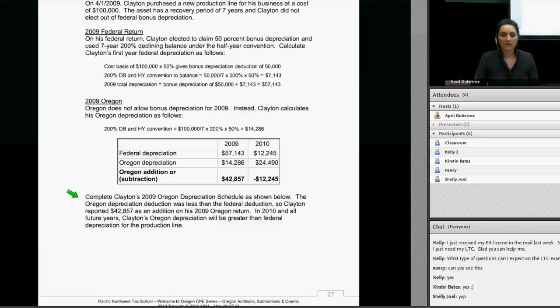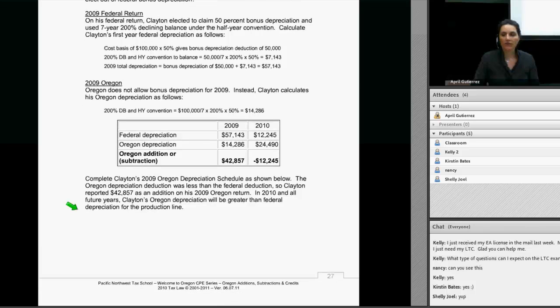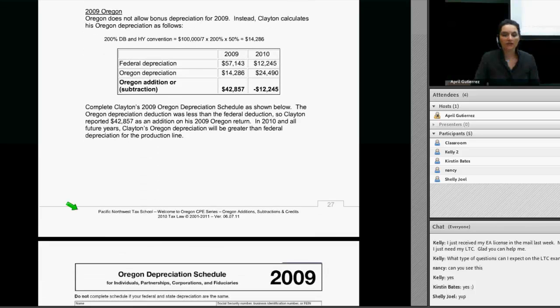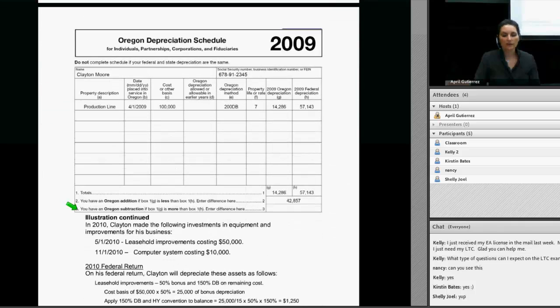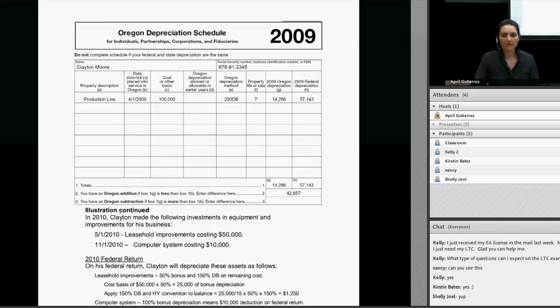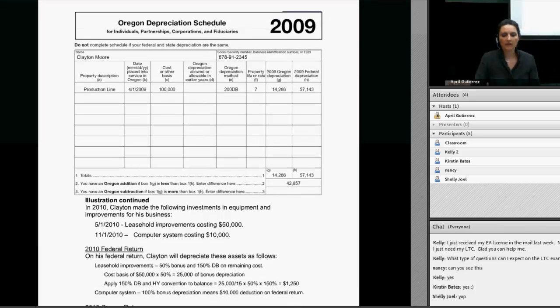The Oregon depreciation deduction was less than the federal deduction, so Clayton reported $42,857 as an addition on his Oregon return in 2009. Then in 2010 and all future years, his Oregon depreciation is going to be greater than the federal for that production line. So here's his Oregon depreciation schedule for 2009.